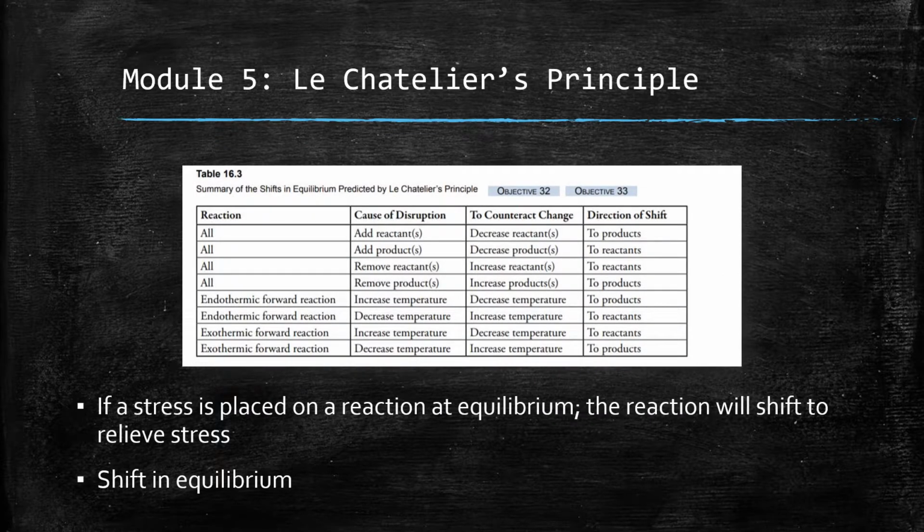If a stress is placed on a reversible reaction at equilibrium, the reaction will shift to counteract the stress. Therefore, the equilibrium will shift. This is known as Le Chatelier's principle. Notice in the table that changes in concentration of a reactant or products and temperature will result in a counteracting shift.